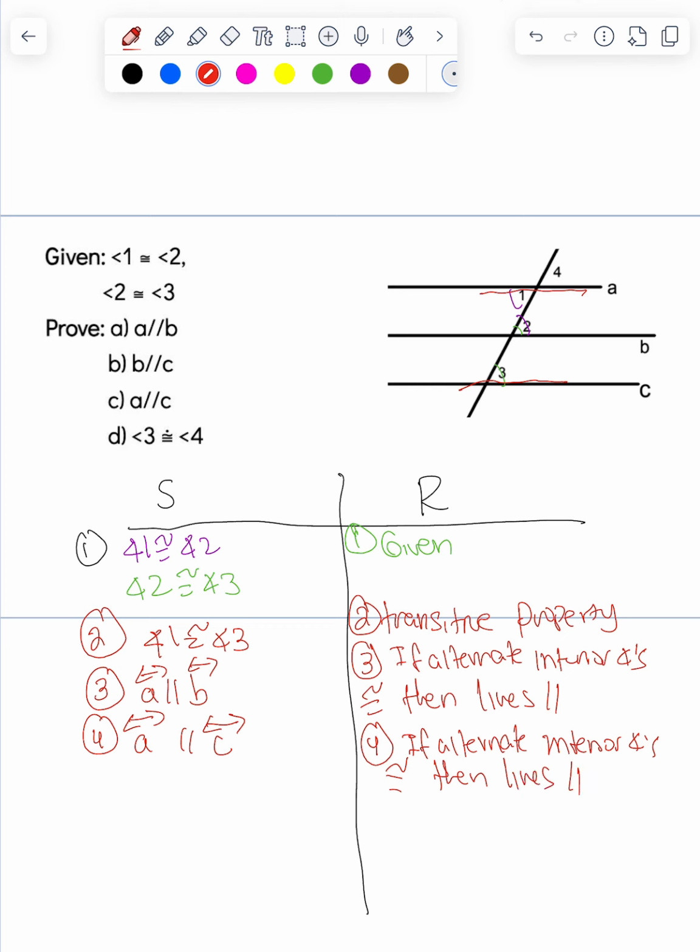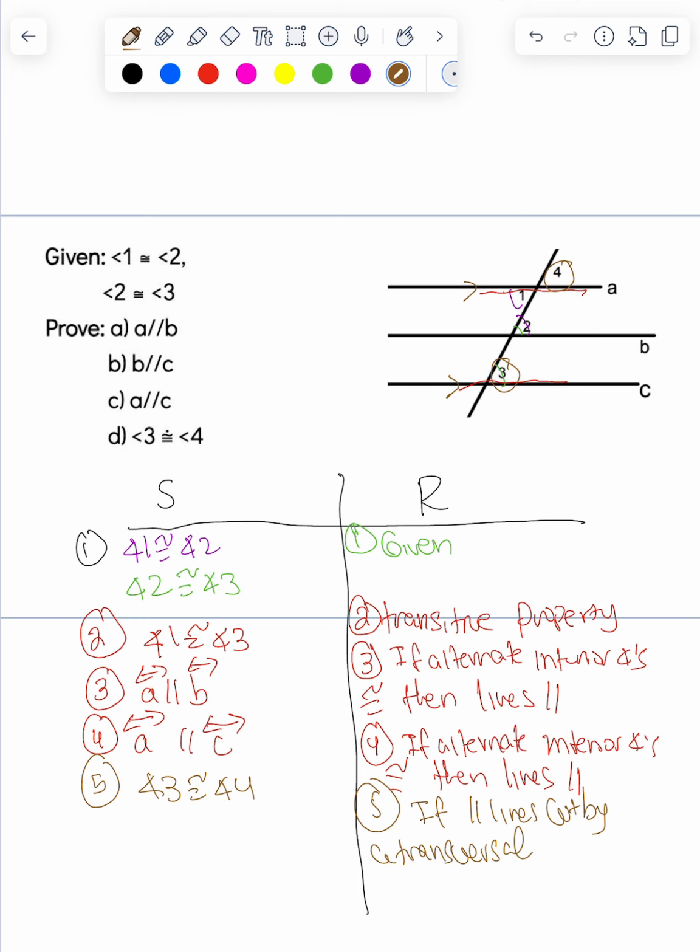And then finally, we need to show that angle 3 is congruent to angle 4. Well, now that we proved that lines A and C are parallel, angle 4 and angle 3 are corresponding angles formed by A and C. So I'm going to put that over here. Angle 3 is congruent to angle 4 because if parallel lines are cut by a transversal, which they are, we already proved that A was parallel to C. So that means corresponding angles are congruent.